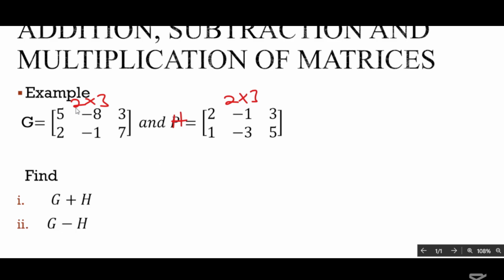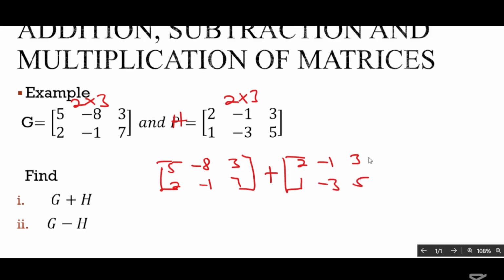But in a case where one is 2 by 3 and the other is of a different dimension, then it becomes impossible to add them. Okay, that is fine. Now that we have spotted that both matrices have the same dimension, we are good to go. So here G plus H, we are going to have 5, negative 8, 3, 2, negative 1, 7, plus 2, negative 1, 3, 1, negative 3, 5.